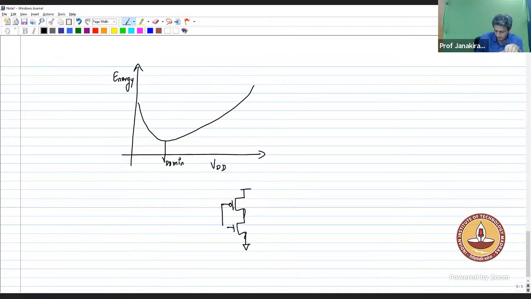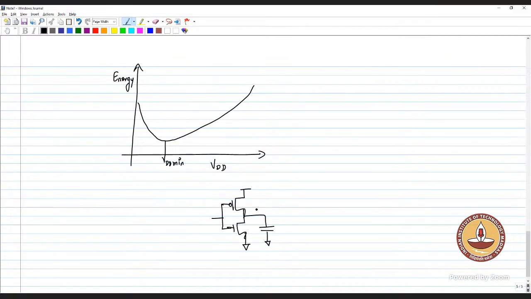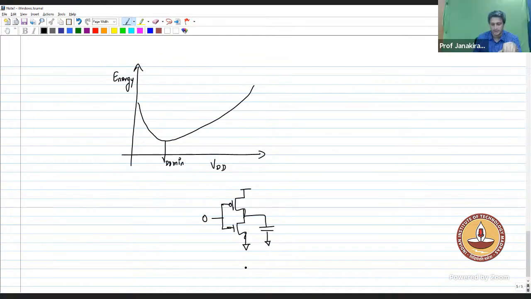See, this is my inverter. Okay, so what is the question? NMOS has leakage, is it? Yes, sir. That means you consider the input of zero. So what happens now?